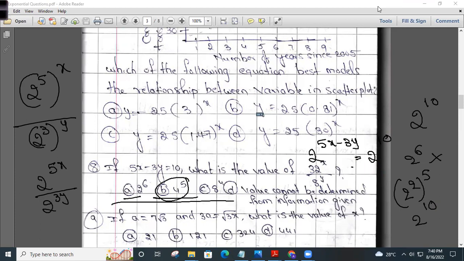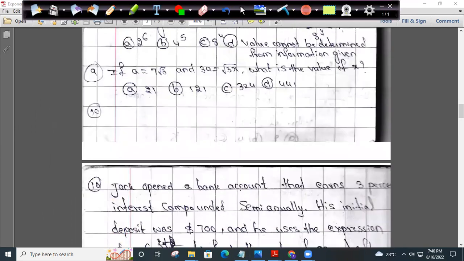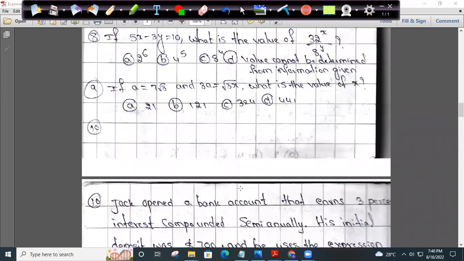Who could not solve or finds it difficult to solve, just see the steps I did here. You will be able to do it. Nothing is difficult. You just need to apply the basics that I'm explaining to you. Next question. Let me erase this and let me solve the next question. You can also do question number 9.